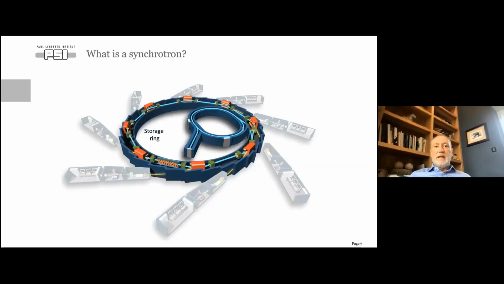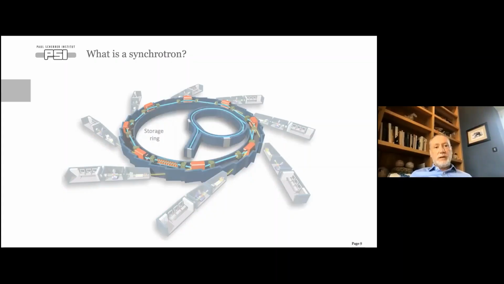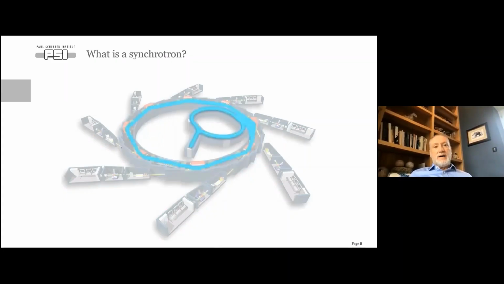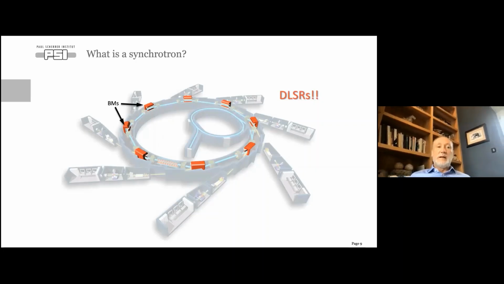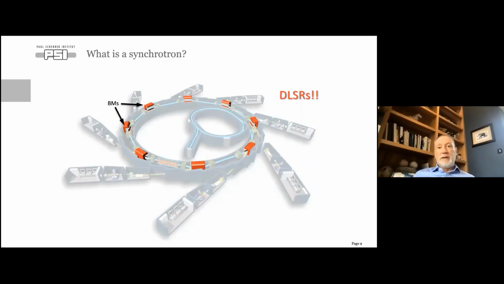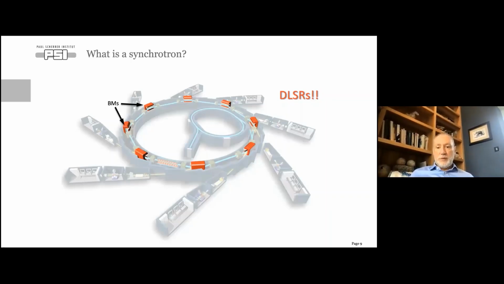And then the electrons are further injected into the so-called storage ring, where they are kept on a closed path by the bending magnets. Now, the bending magnets seem to be a somewhat prosaic aspect of modern synchrotrons, but in fact, they are essentially the core aspect of what makes DLSRs different from the 3rd generation facility.